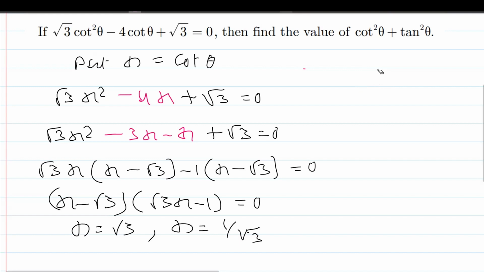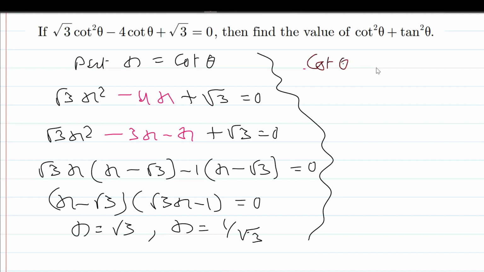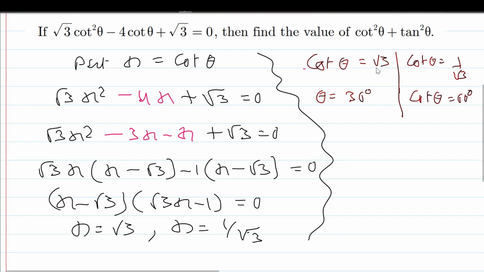Now we had to get, x is what? x is cot theta. So now we can say cot theta has two possible values. Cot theta is either root 3 or cot theta is equal to 1 over root 3. Cot theta is root 3 when theta is how much? Theta is 30 degrees. And cot theta is 1 by root 3 when theta is 60 degrees. So the two possible angles we got are 30 or 60.